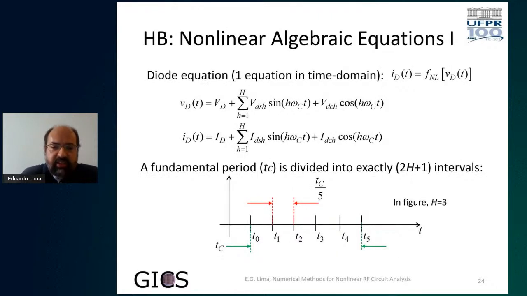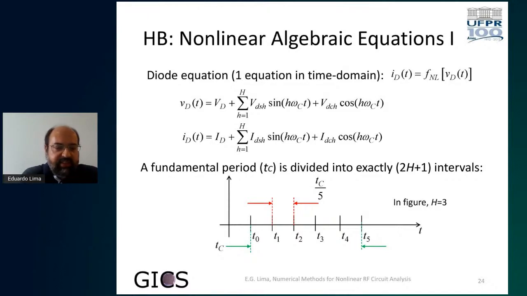In this slide, it shows how to replace one nonlinear time domain equation into a set of 2 capital H plus 1 independent equations in the frequency domain. In a diode, the current at time t is nonlinearly related to the voltage at the same time t, in which f stands for a nonlinearity. Once again, voltages and currents can be given by the sum of a constant value plus sines and cosines with constant amplitudes at fundamental and harmonics up to the order capital H.